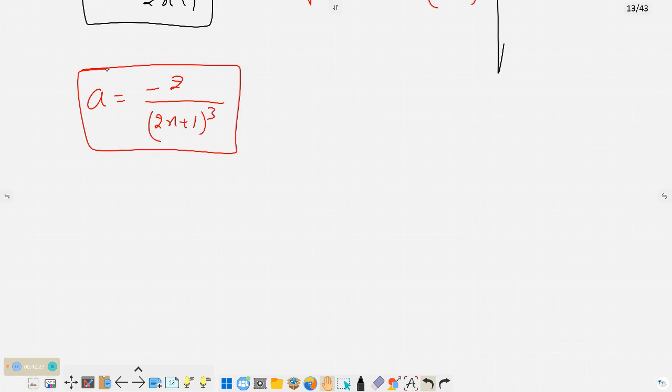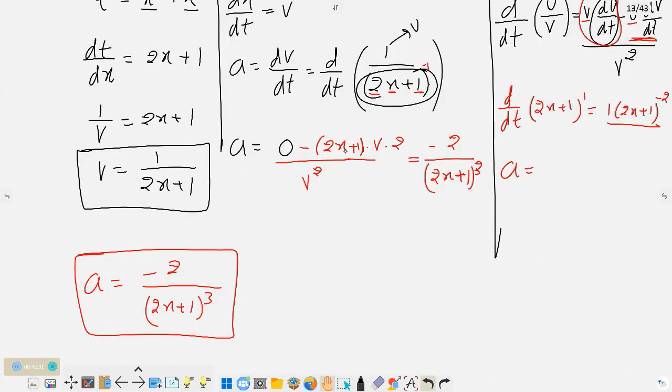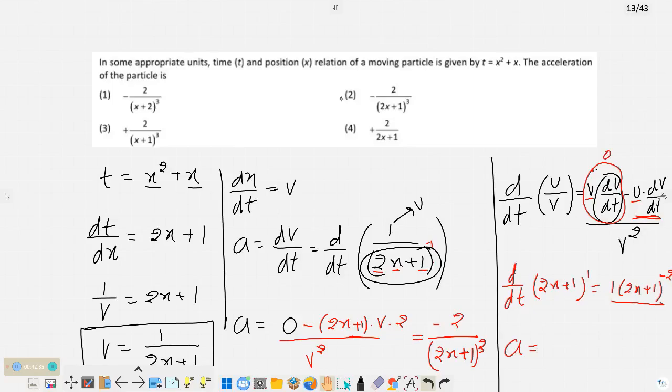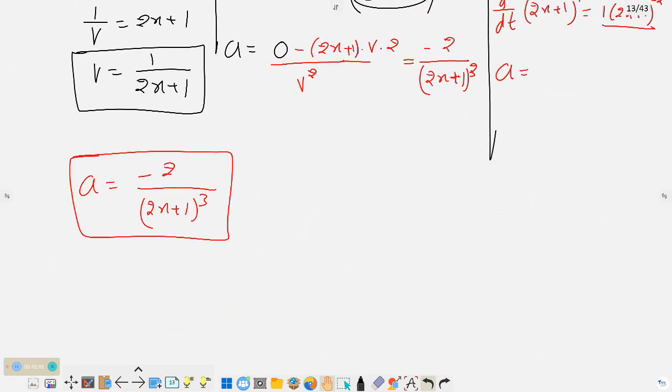So if you observe that, which option is correct related to that one? In the given answers, the second option, if you see this one, minus 2 by (2x plus 1) whole cube. After solving, minus 2 by (2x plus 1) whole cube. Just check the differentiation properly so that you will get that answer.